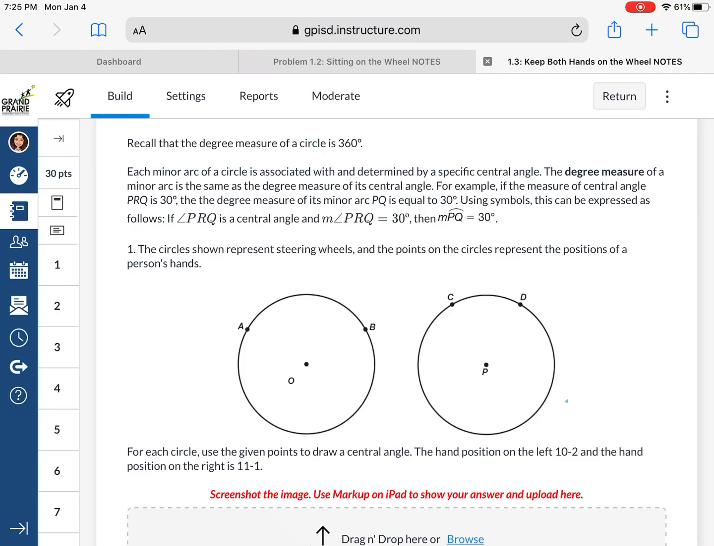For example, if the measure of central angle PRQ is 30 degrees, then the degree measure of its minor arc PQ is equal to that, 30 degrees.